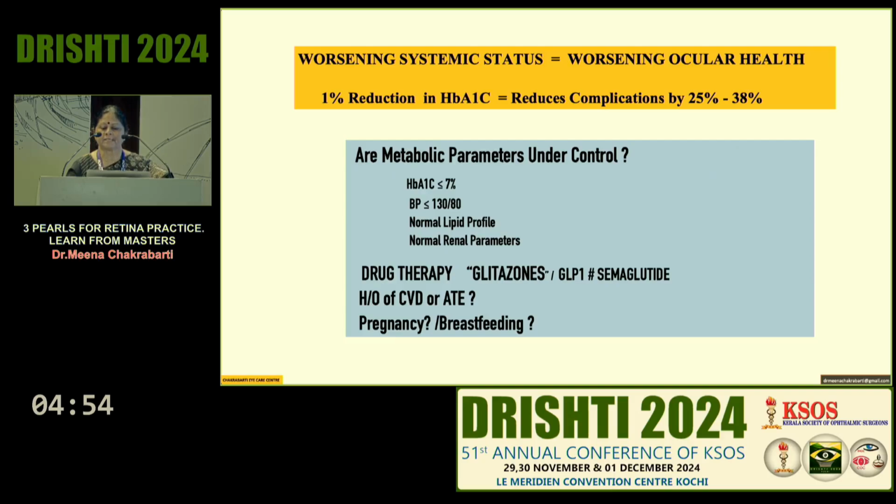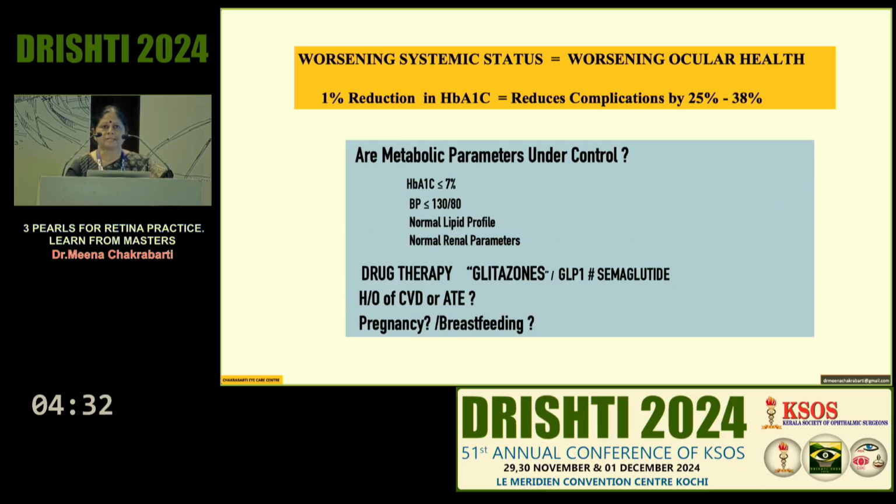HbA1c value of less than 7%. I'm quite strict and I check each time the patient reports to me for follow-up. A BP to be maintained between 130/80, less than that if possible. A fairly normal lipid profile. And I also take a look at the renal status and refer back to the nephrologist whenever there's a need.